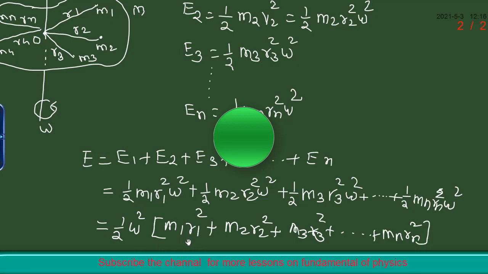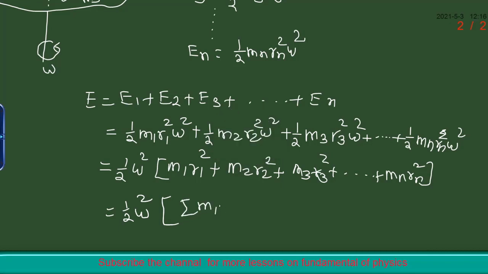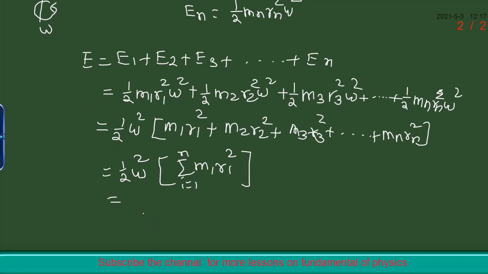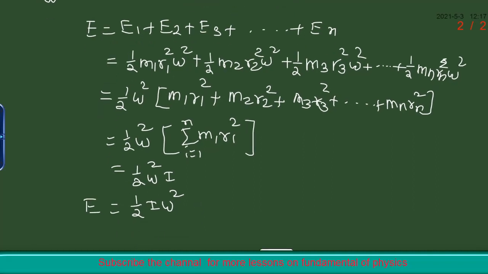Now observe the bracketed term. The bracketed term is nothing but the summation of the product of mass and square of distance from the axis of rotation, i varies from 1 to n, which is nothing but the moment of inertia. Hence the equation becomes 1 half omega square into I, or we can write the equation like this: energy equal to half of I into omega square. This is our required equation for the kinetic energy of a rotating body.